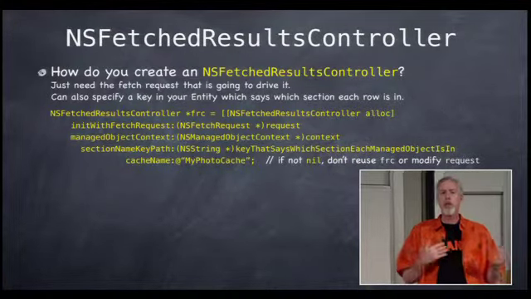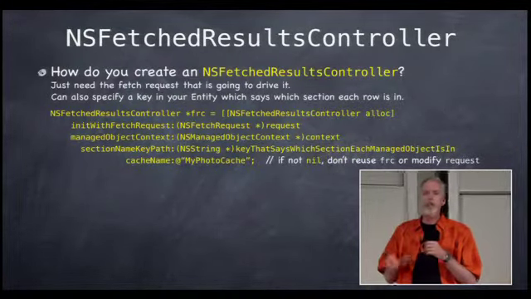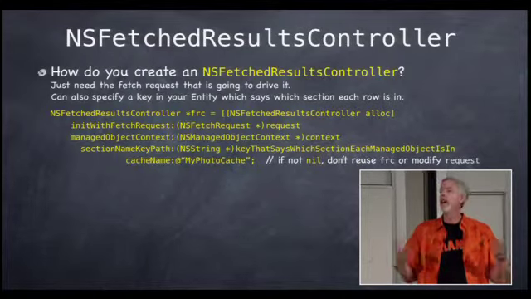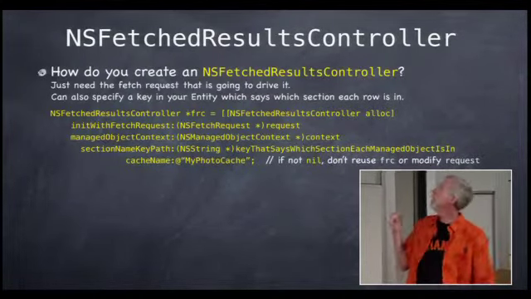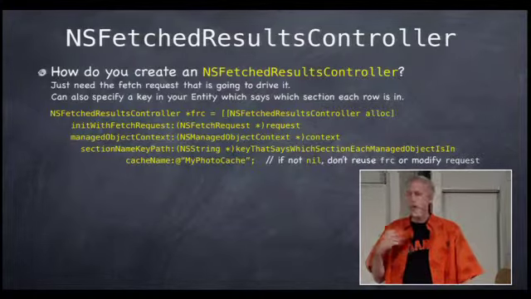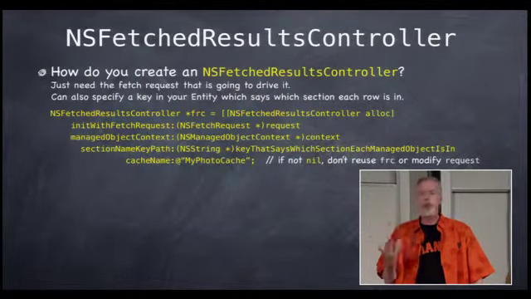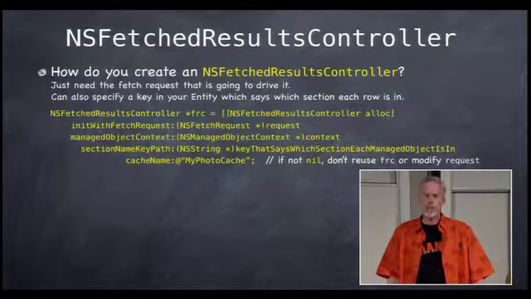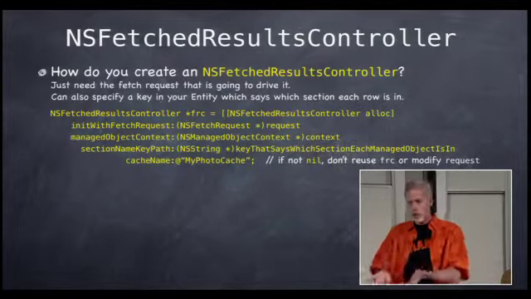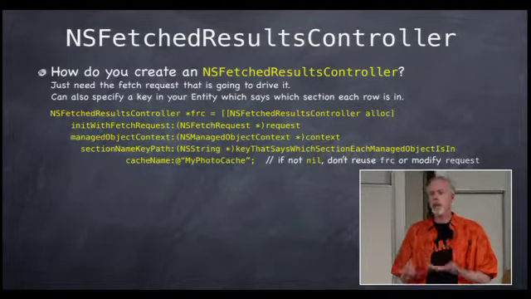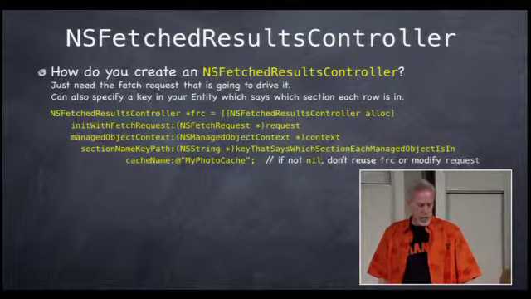So as the user works through and picks things out of the table view, scrolls down, etc., data is being pulled in from Core Data. It's getting cached into this cache right here. So you usually call the cache the name of your class or some unique string that specifies the cache for this particular fetch. You can say nil and it won't cache then. It'll constantly go back to the database anytime it wants to get the information.